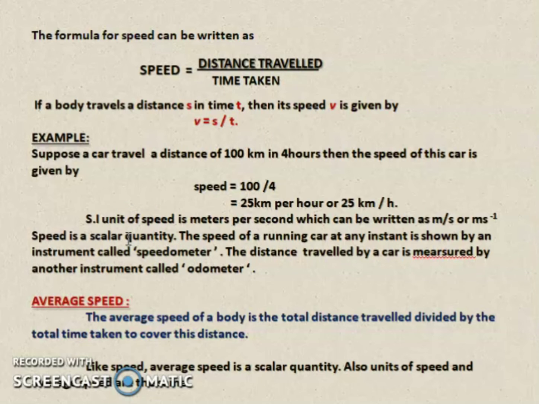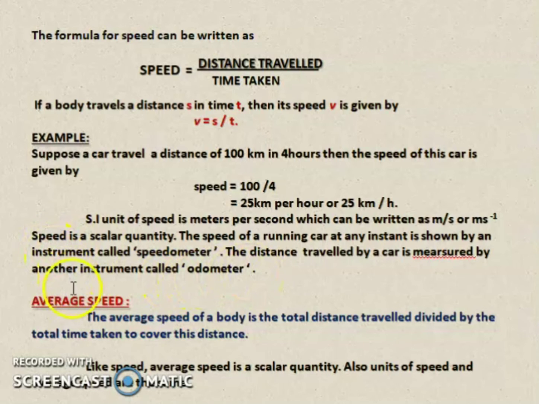A scalar quantity has only magnitude, not direction. So speed has only a magnitude; it will not represent the direction. The speed of a running car at any instant is shown by an instrument called a speedometer. So the speedometer is an instrument by which we can find out the speed of a running car. The distance traveled by the car is measured by another instrument called an odometer.